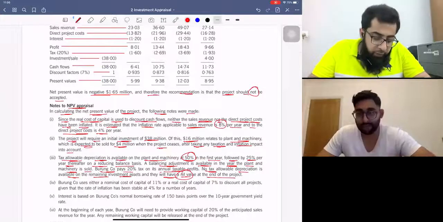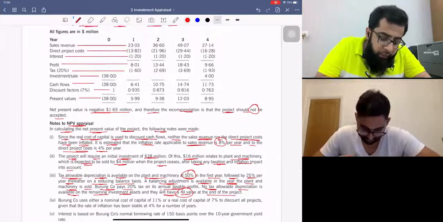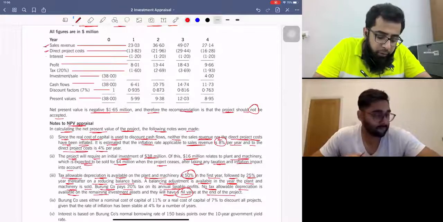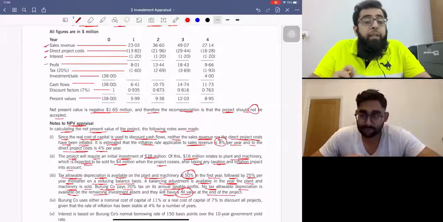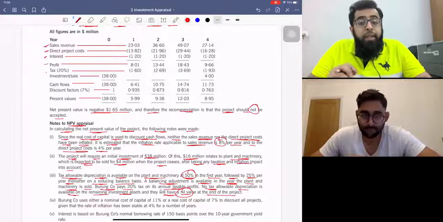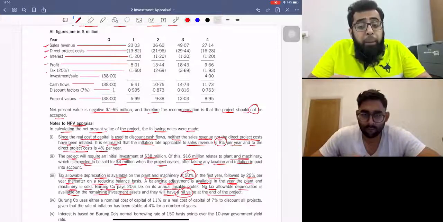Now, if you look at it here, he has included sales, direct project cost, interest, and profit, and then he simply charged the tax. He failed to consider the impact of capital allowances.